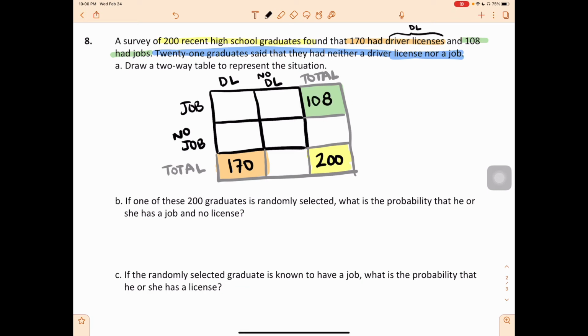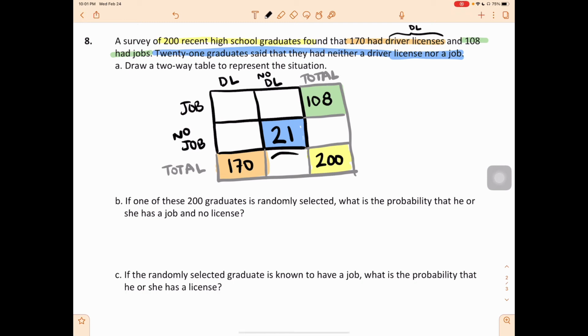And then it says 21 graduates said they had neither a driver's license nor a job. So we're looking at the two no's. No job, no driver's license. So if we were to draw a line, where do those two intersect? That was a horrible line, but still intersected there, right? So it's going to be this box there. That is the 21 graduates who do not have a driver's license and do not have a job yet. So 21.